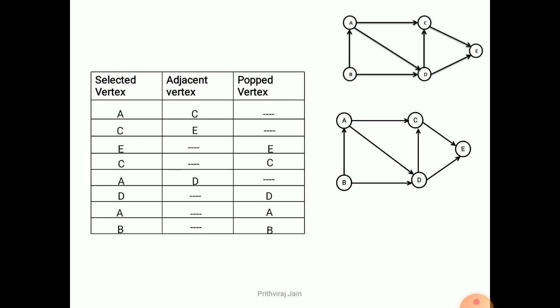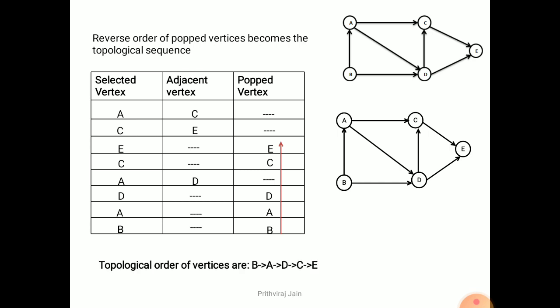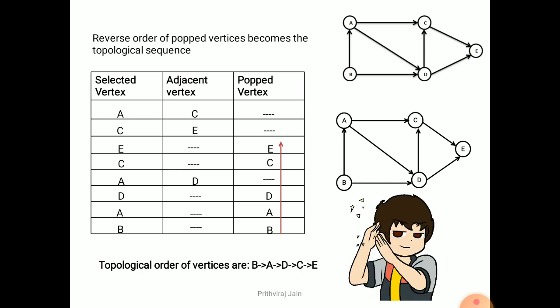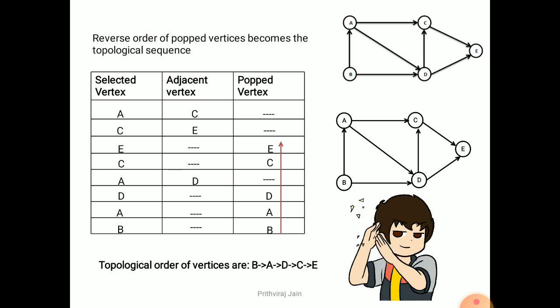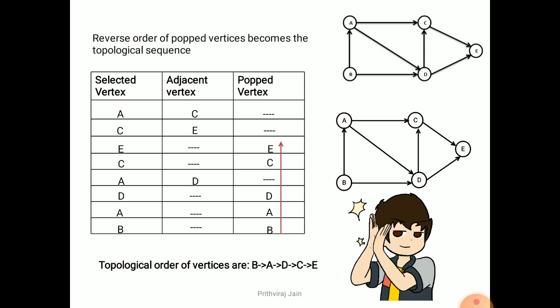That's it. We have gone through all the vertices of the given graph. According to the steps, the reverse order of popped vertices becomes the topological sequence. In this case, the topological order of vertices is B, A, D, C and E. This is the result after applying the DFS method for the given graph.